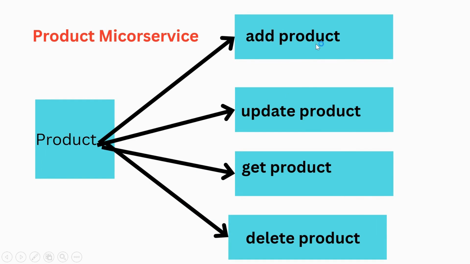For add product, we need to use some annotations. In the previous video we discussed Spring Boot 3 annotations, right? Those annotations we'll use. To add a product we need to use the annotation PostMapping, to update we need to use the annotation PutMapping, to get we need to use the annotation GetMapping, and to delete we need to use the annotation DeleteMapping. These are the four operations we'll use to build our RESTful web services.